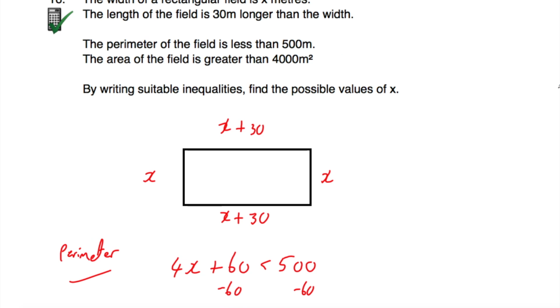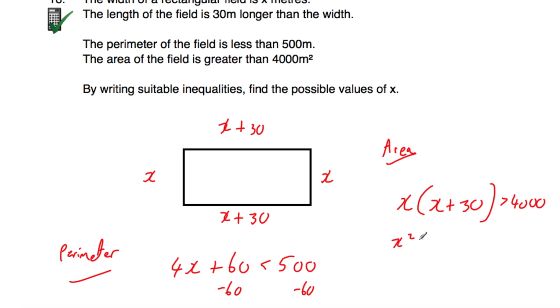Now let's deal with the area. The area of the field is greater than 4,000 square meters. So let's find the area for this rectangle. The area of this rectangle will be the length multiplied by the width. So that'd be the width, which is x, multiplied by the length, which is x plus 30. So this would be the area of the rectangle, and we're told that that is bigger than 4,000 square meters. Okay, so now let's expand our brackets. x times x is x squared.